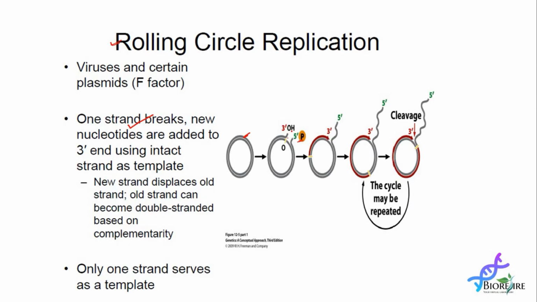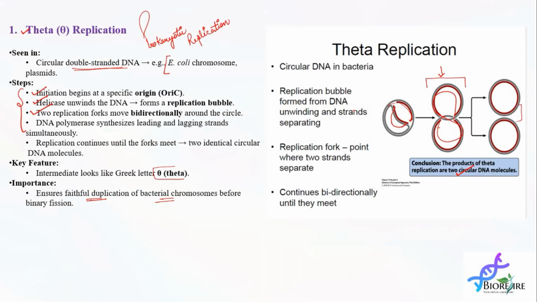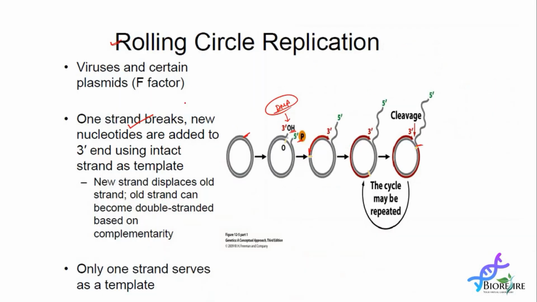Now this is the 5' end, this is the 3' end, and at this 3' OH group, DNA polymerase or other replication machinery will bind and start the replication process. This old one is removed, then finally cleavage and DNA will replicate. Here there is no breakage, but in rolling circle, one breakage, one DNA strand is broken.